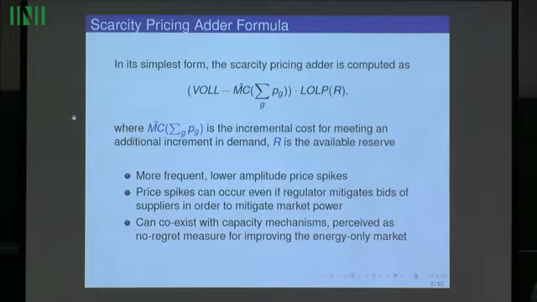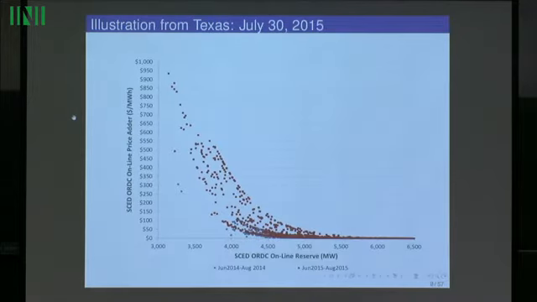So the sales pitches for scarcity pricing, as you might frequently encounter them, are what I just mentioned: more frequent and lower amplitude price jumps, which can occur even if you mitigate energy supply bids, and which can coexist with a capacity market. And the rationale of the Belgian regulator is that this is a no-regret measure when we want to introduce corrections to the real-time market that does not preclude the existence of the capacity market.